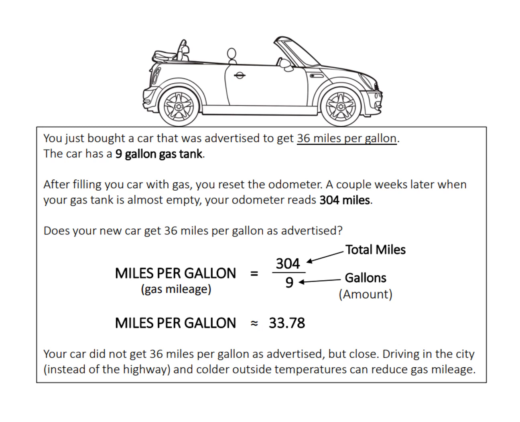So this car specifically, a week later, it's almost empty. So they've almost used all 9 gallons of gas. You have 304 miles total. So miles divided by gallons gives him about 33.78. Now, this is pretty close, and you're not going to get it exactly because you're not all the way out of gas. Okay, so it's a good estimate for you to know how many miles per gallon you get.